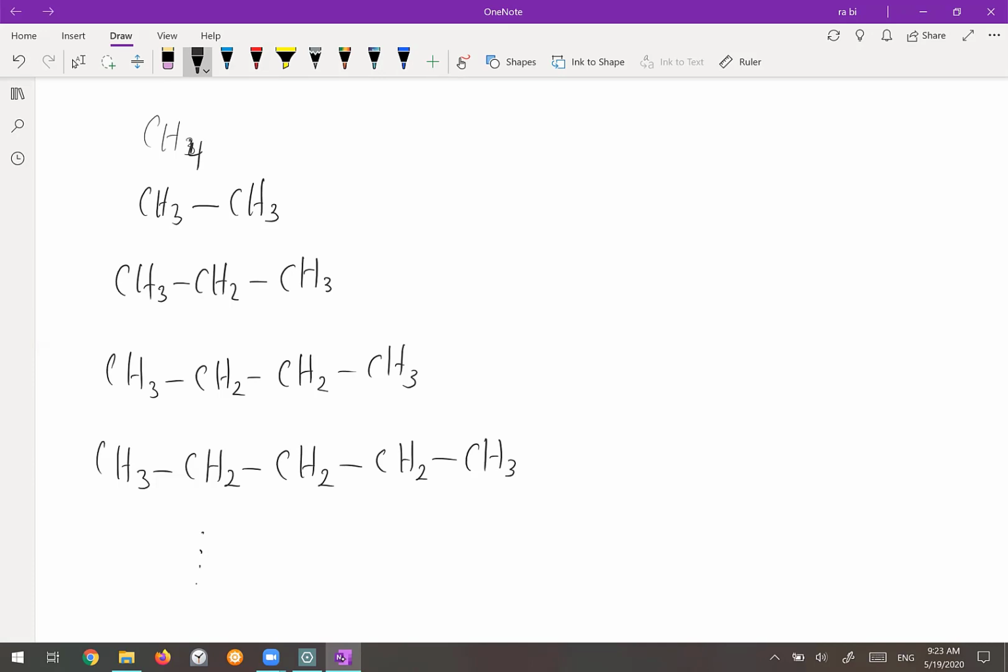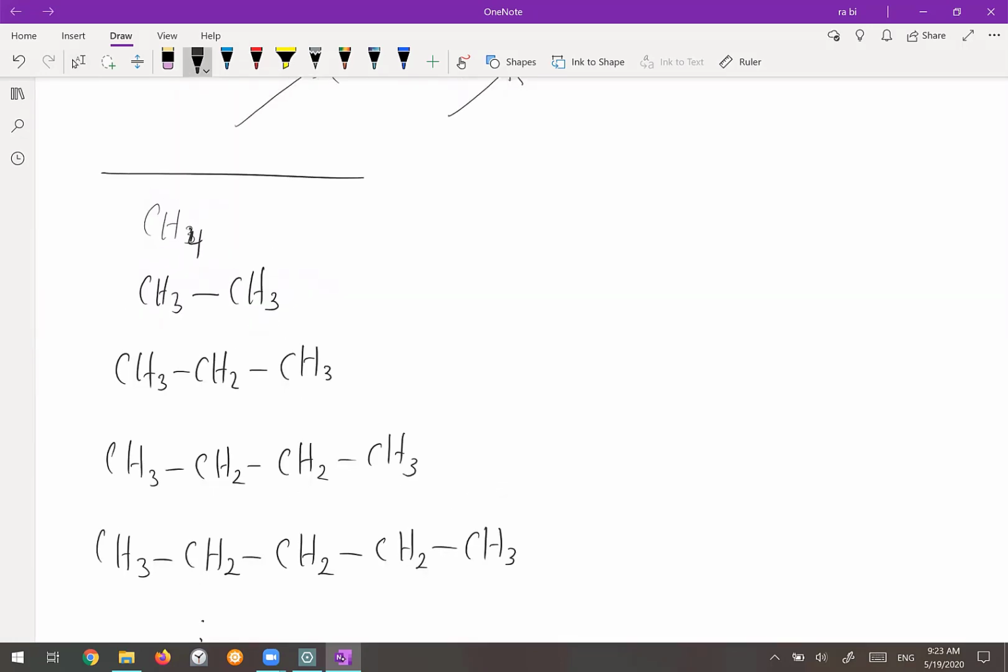Okay, these molecules are non-polar because the difference in electronegativities of carbon and hydrogen is small. So they have very small dipoles in their bonds, but the arrangement of those dipoles is such that they cancel out each other. So these molecules are non-polar molecules. So the alkanes, or generally hydrocarbons like alkenes and alkynes, are non-polar molecules.